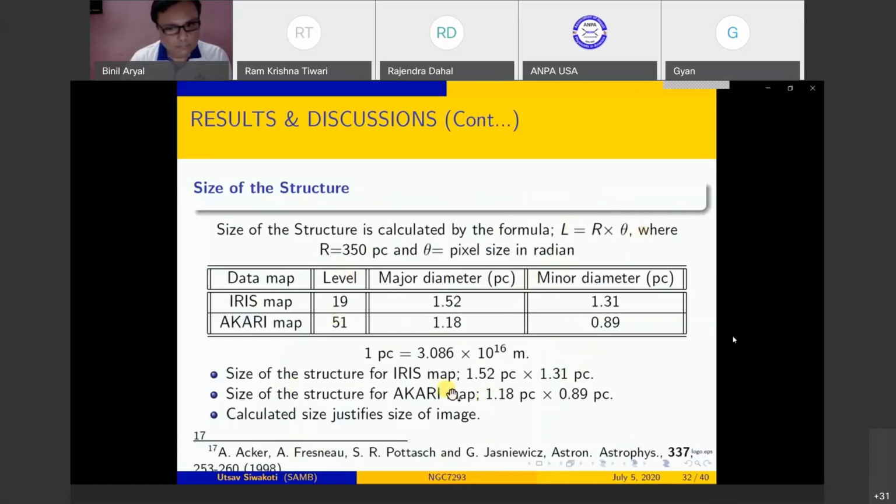That is, in case of IRIS 1.52 into 1.31, and in case of AKARI 1.18 into 0.89. Now I've already mentioned that these two size differences are due to the extraction of images in different sizes, as well as the plot of the contour being done in an independent manner.